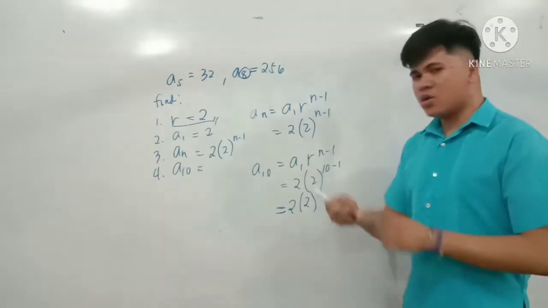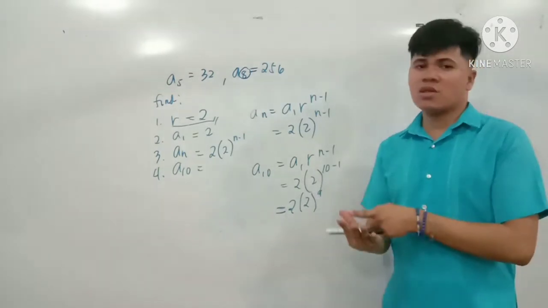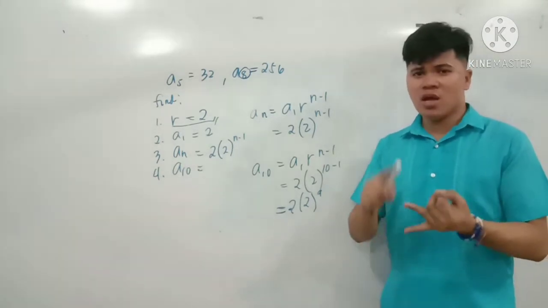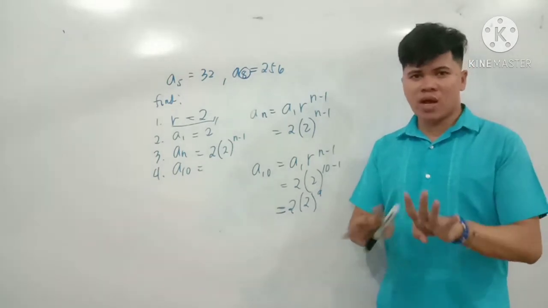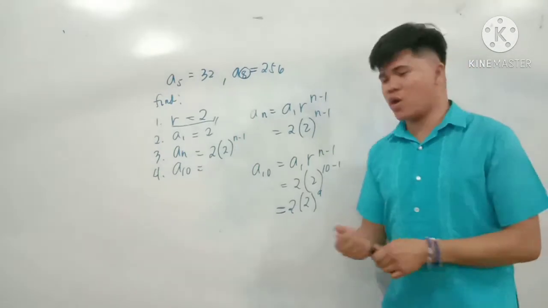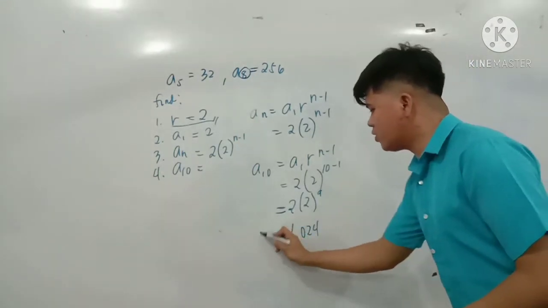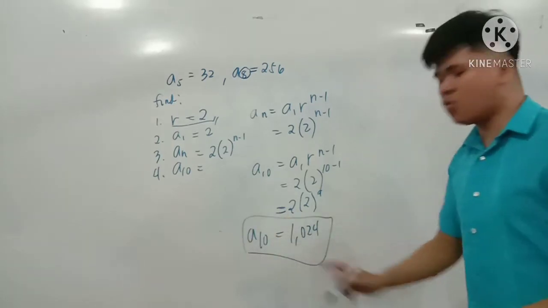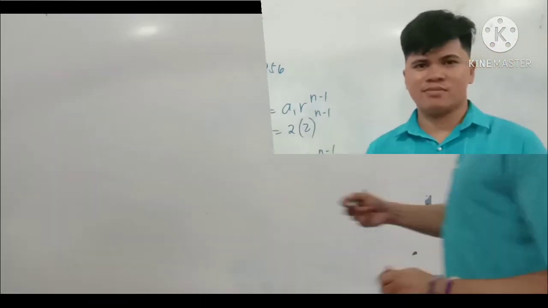So we have 2 times 2 is 4, times 2 is 8, times 2 is 16, times 2 is 32, times 2 is 64, times 2 is 128, times 2 is 256, times 2 is 512. Then 512 times 2 is 1024. Therefore, the value of the 10th term is 1024. So I hope this is clear.